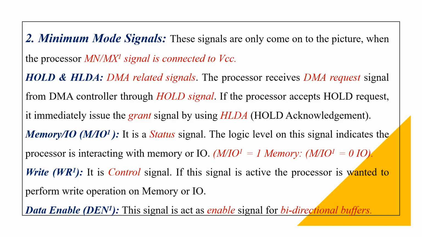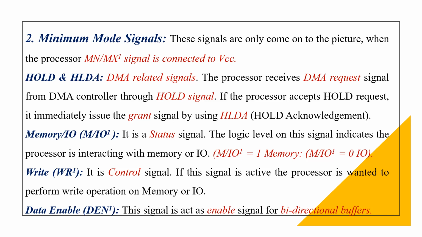The next one is the status signal M/IO bar. It is a status signal. This gives us information. The logic level present on the signal indicates whether the processor's current operation is related to memory or an IO. If the signal logic level is 1, the current operation in our system is related to memory. Otherwise, it is related to IO. So it is a status signal.